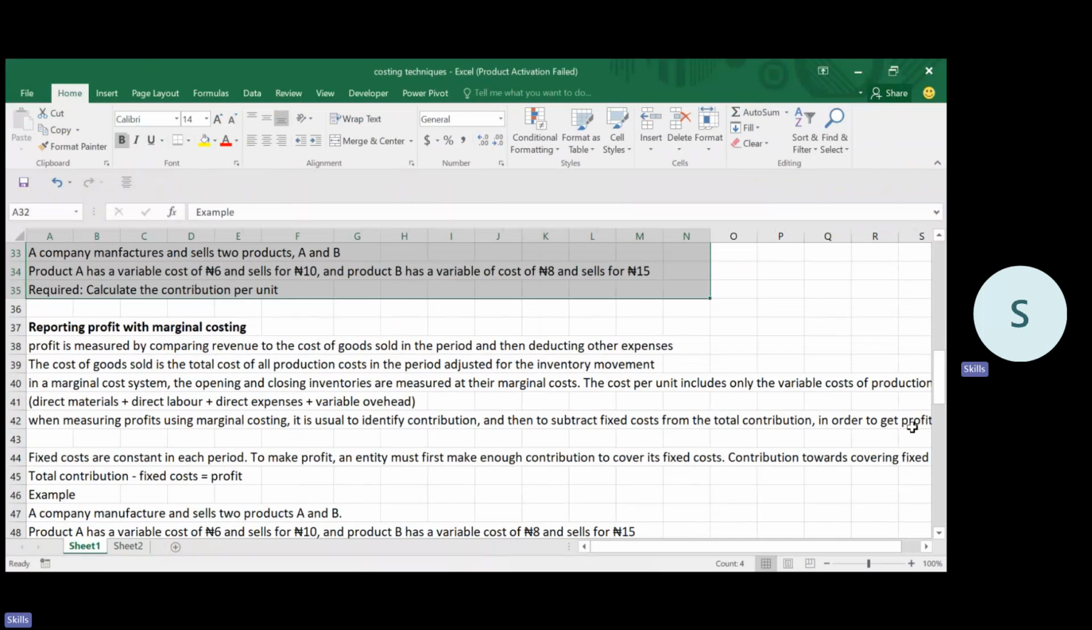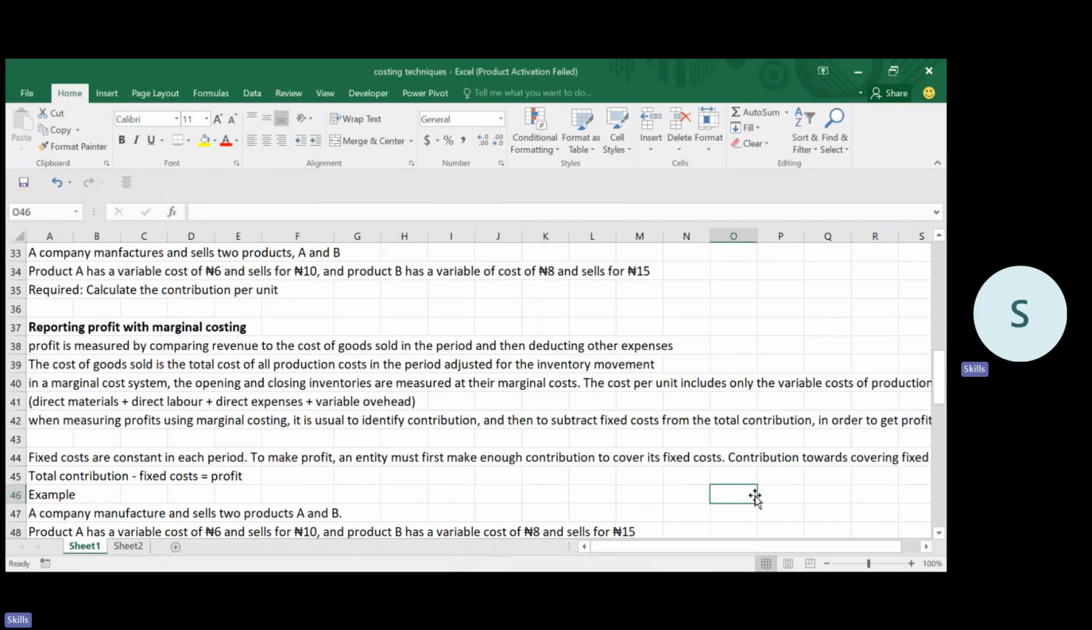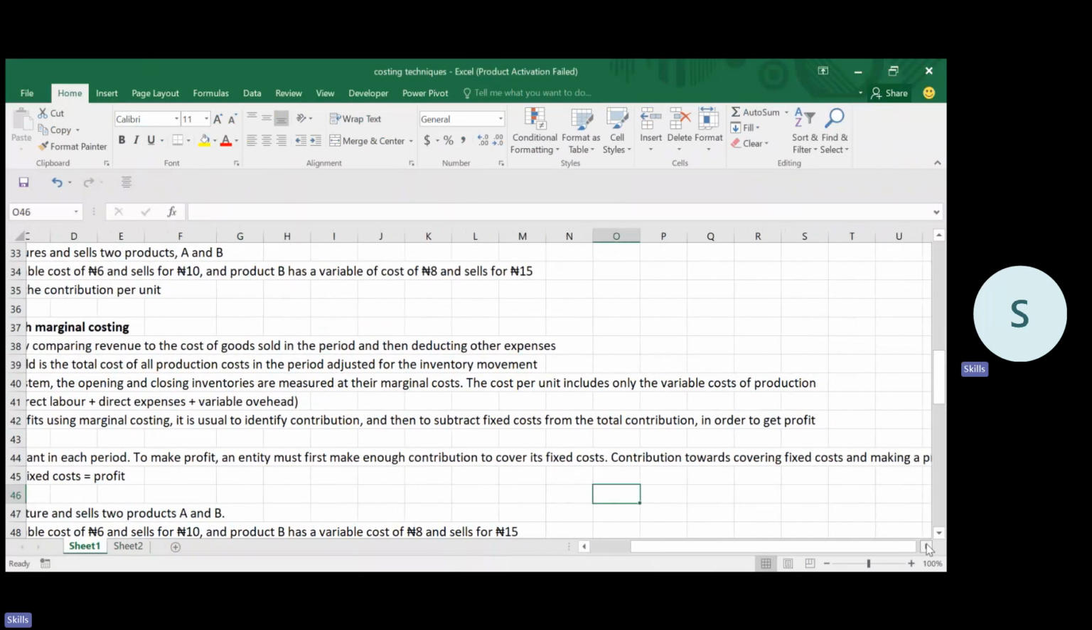If contribution is more than the fixed cost, then you will be reporting profits. In a situation whereby the fixed cost is more than the contribution, you will be reporting loss, because the contribution was unable to cover the fixed cost. And where the contribution equals the fixed cost, you recover all your costs. It is a point of break even. You recover all your costs, but no profits.